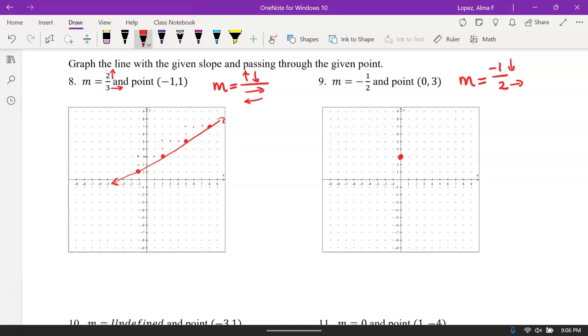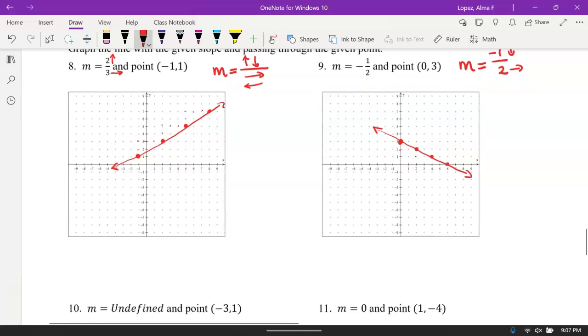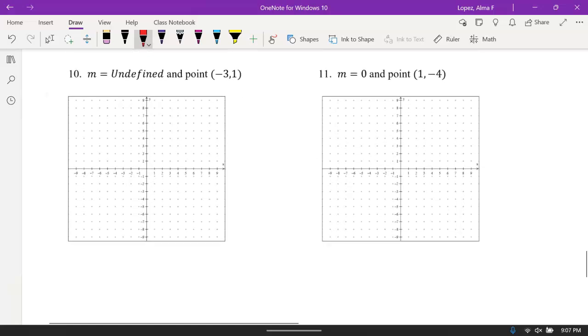If it's positive, it goes up. If it's negative, it goes down. The bottom number tells me how to move left and right. Since it's positive, to the right. So starter point, we're going to go down 1 over 2. Do it again. Down 1, over 2. You can do it as many times as you like, but you really only need to do it once. But I recommend that you do it a few times so you can get a good feel for the line.